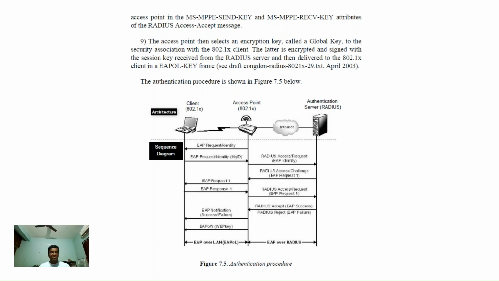It supports nine different sequences, so the last will be the ninth one. That is, the access point will select an encryption key, a kind of global key, for the association with the 802.1x client. The latter will be encrypted and signed with the session key. Okay, so thank you.